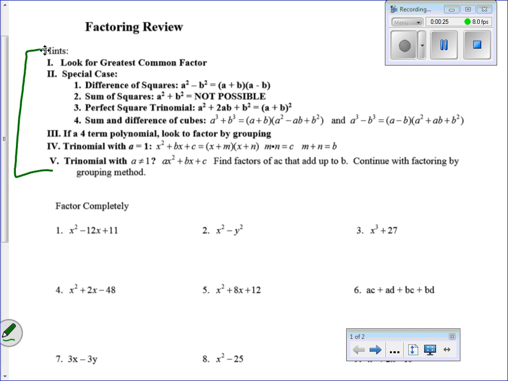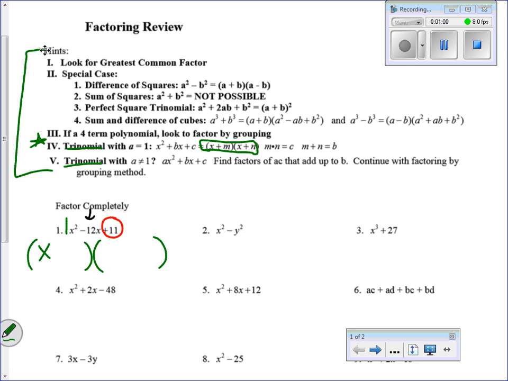I know that because there are three pieces. So I'm going to look and see. Oh wait, I see the word trinomial. Let's see which one it is. If it says a equals 1, that just means that there's a 1 in the front right here, which there is. So right now we are looking at this, and our answer is going to be two sets of parentheses, and you need to find the numbers that are going to multiply to be 11, but add to be negative 12.